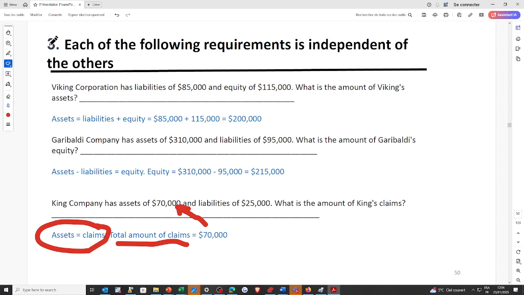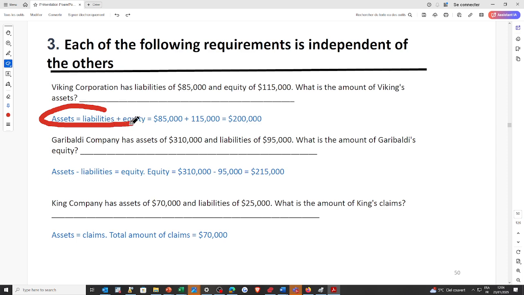Now we already have answers for these three questions, right? I hope that this video will help you use the basic accounting equation to know about the asset, liability, and owner's equity. Always remember, asset equals liability plus the owner's equity. That is the basic accounting equation that you always have to remember.